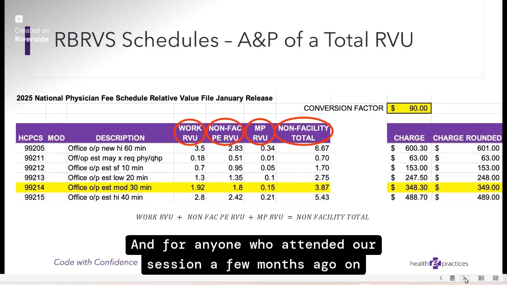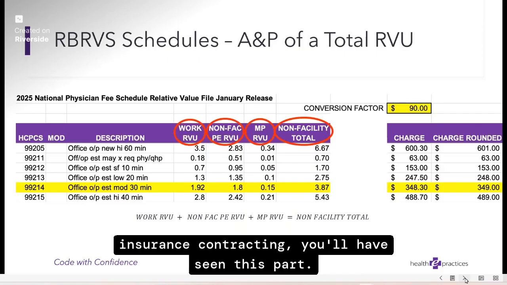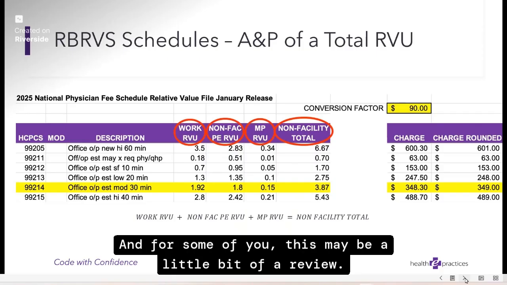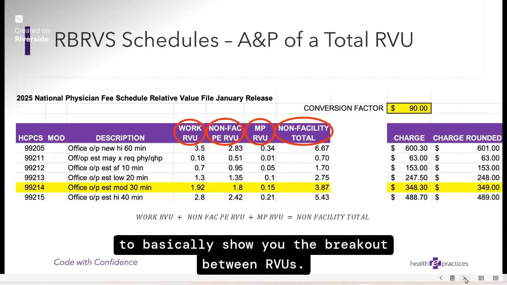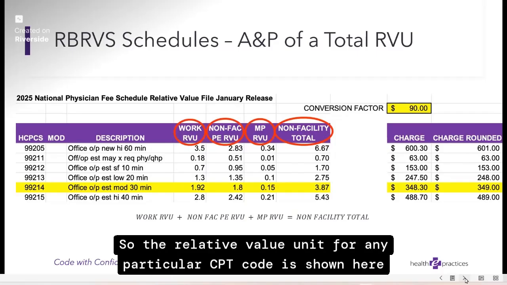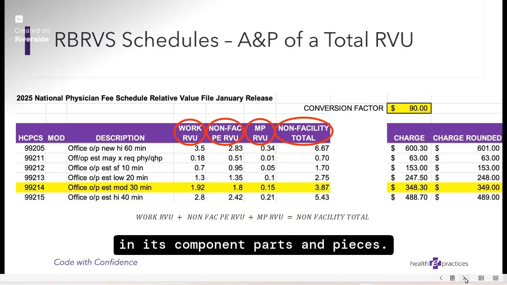And for anyone who attended our session a few months ago on insurance contracting, you'll have seen this part. And for some of you, this may be a little bit of a review. This is to basically show you the breakout between RVUs. So the relative value unit for any particular CPT code is shown here in its component parts and pieces.